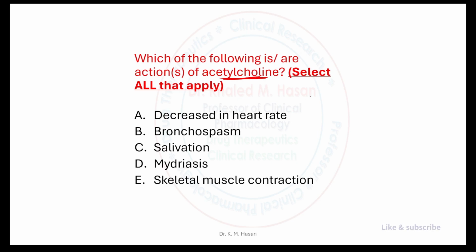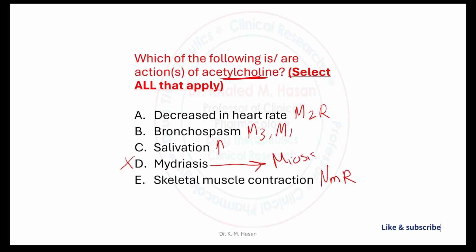Acetylcholine decreases heart rate through the M2 receptor. Bronchospasm through the M3 and M1 receptors. Salivation, increased secretion. Okay, what about skeletal muscle contraction? Yes, through the nicotinic receptor, the NM receptor. Mydriasis, this is wrong. Why? Because acetylcholine causes miosis, not mydriasis. This is wrong, and the others are correct. So we select A, B, C, and E for this question.